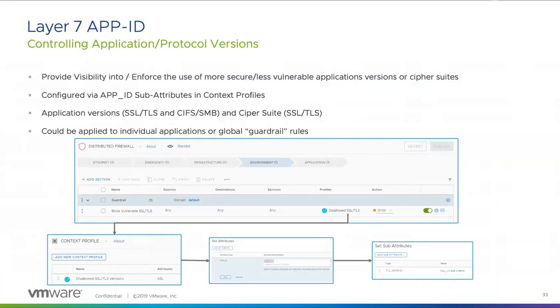So the L7 app ID rules would be a really great way to restrict traffic based on known good protocols. You can filter out traffic from weak applications with compromised old versions of SSL or TLS or SMB or CIFS. And we apply those to specific apps or globally to protect everything. That's why they talk about how you can do kind of guardrail rules to disallow specific unsecured older protocols in your environment with this.